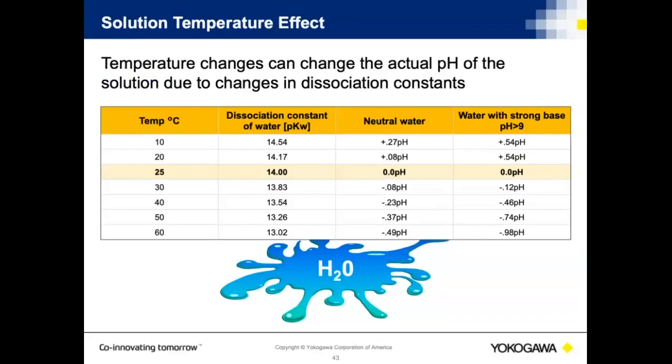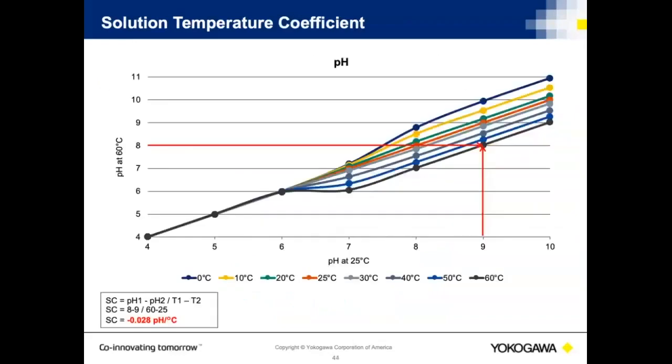And basically I can look at the disassociation constant at 25 degrees C, and you note that it's 0 pH. But at any other point, you will see a variation in the actual dissociation constant, as well as how much it affects the pH. Just another illustration down at the bottom. The point being indicated in the diagram shows a solution temperature compensation that will affect the measurement at a rate of negative 0.028 pH per degree C.